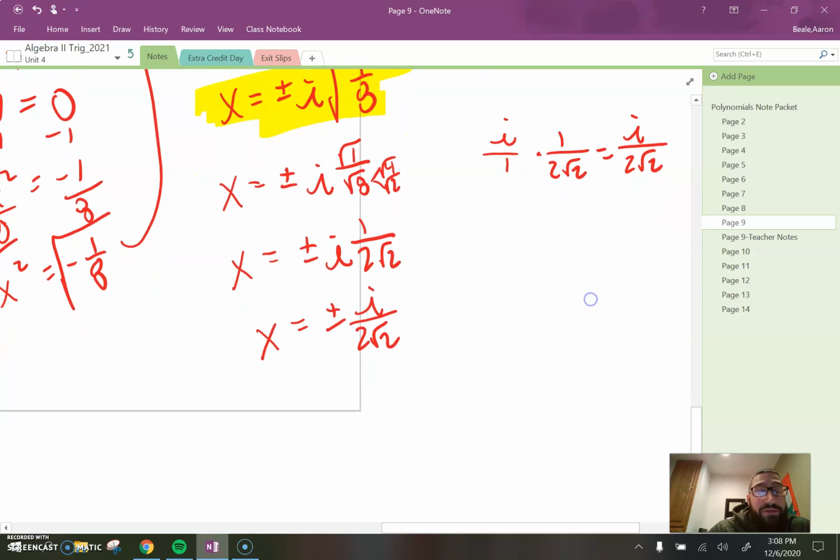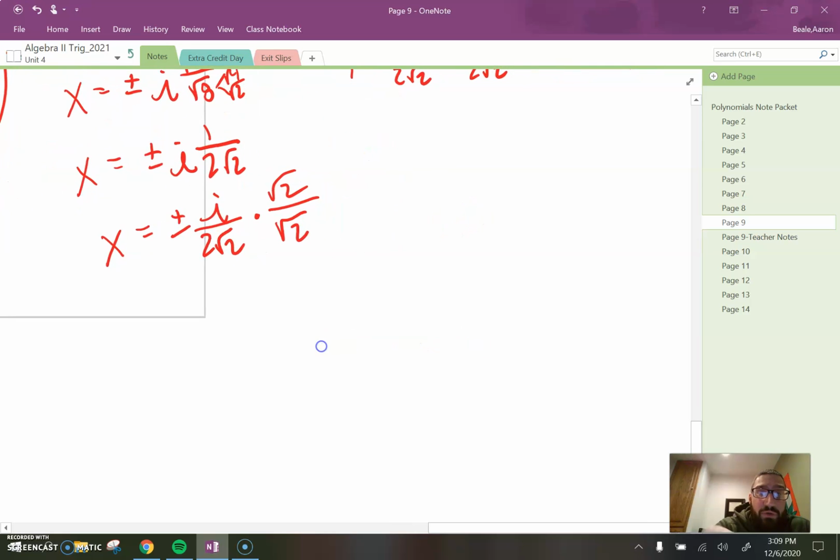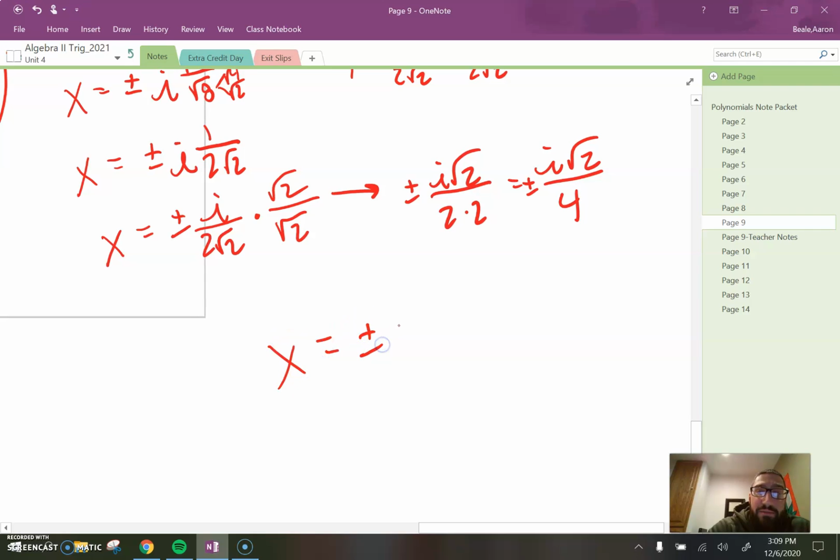Now, that's as far as I went in the notes key that's posted. You can go further if you'd like. You can rationalize the denominator, which, if you're curious on how, you could do this so that you would start getting this process. You would have plus or minus i root 2 over 2 times 2, which would be i root 2 over 4, positive negative. So that is as simplified as I can take it.